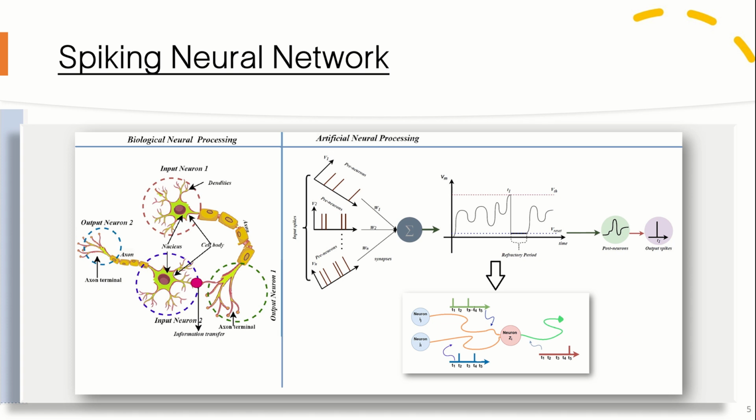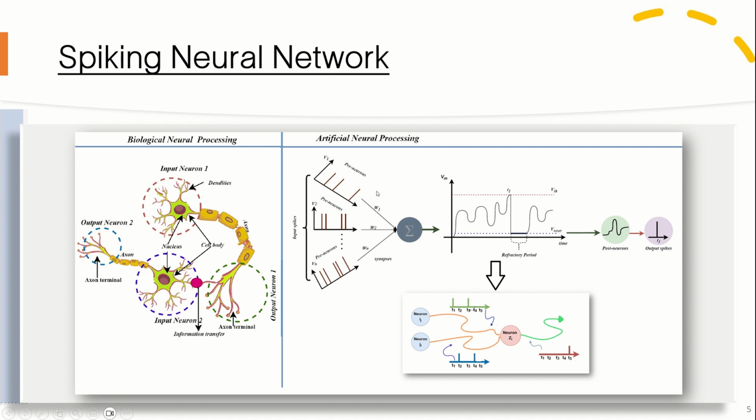For example, on the left side, you can see biological neural processing, right? We have neuron 1. When the input of neuron 1 crosses a certain threshold, it generates a signal at the axon terminal, which is like a presynaptic neuron, and passes to the postsynaptic neuron of neuron 2. The second neuron is then a presynaptic neuron, and when it crosses a certain threshold, the signal goes to the output of neuron 2, which is the input of neuron 3, and so on.